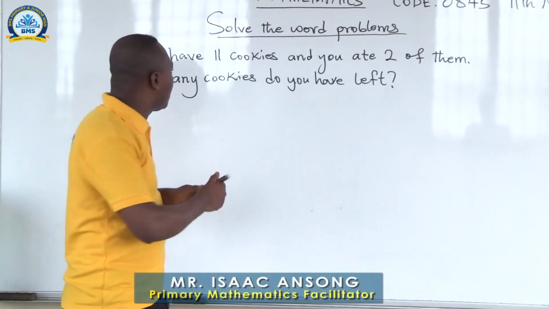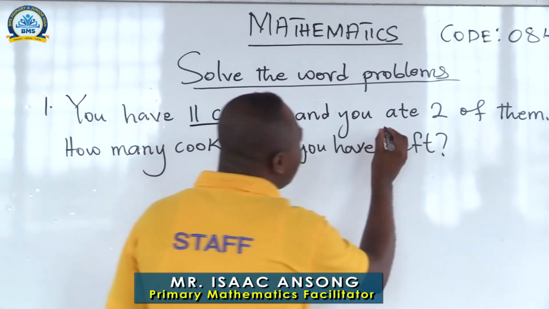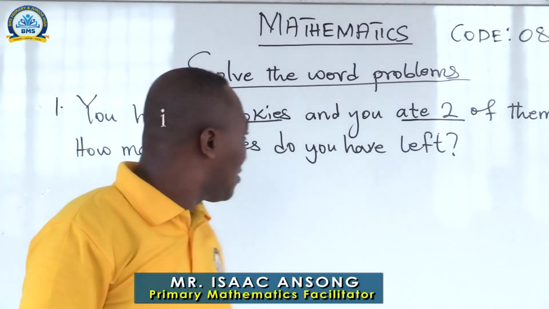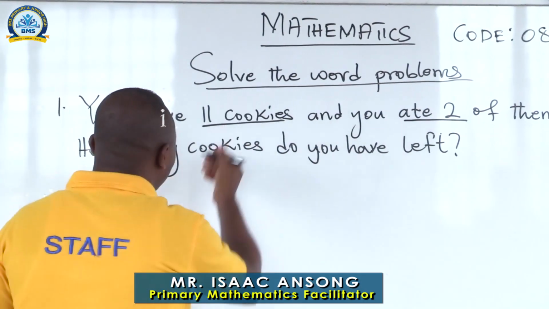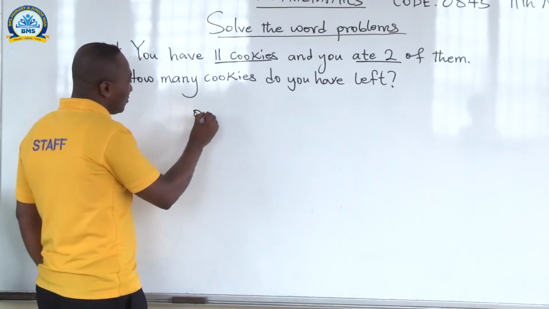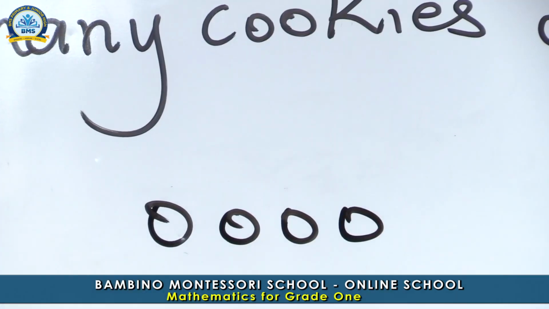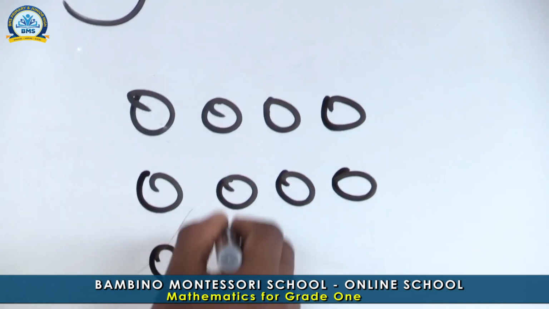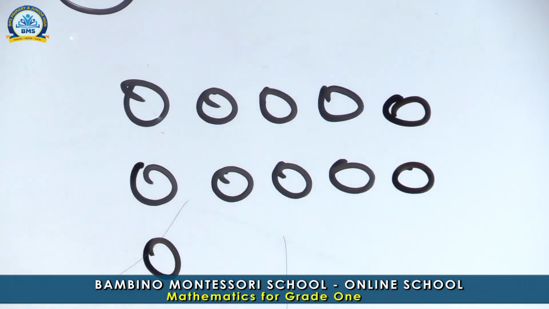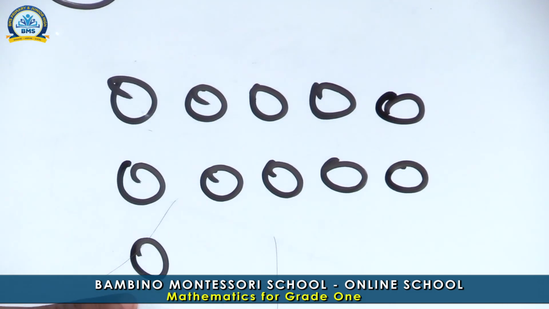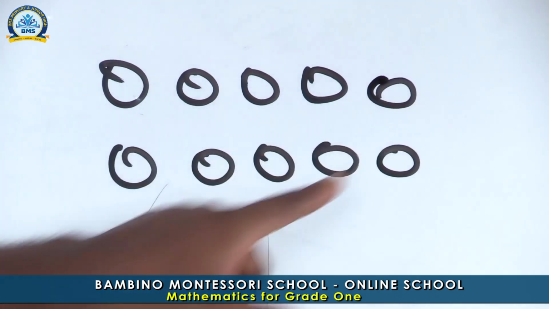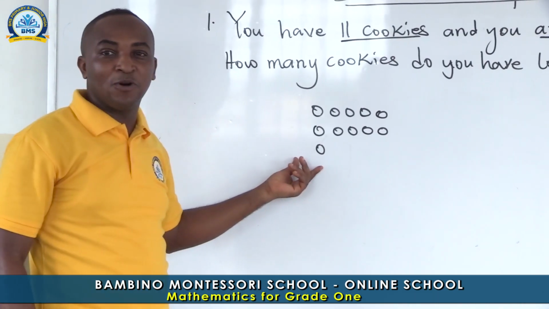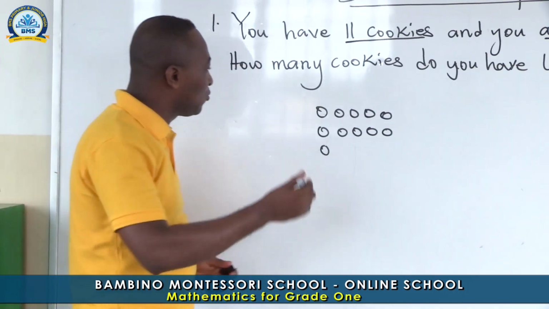We have 11 cookies and you have eaten 2 of them. So how many have you left? So you can draw some small circles to represent your 11 cookies. So these are the 11 cookies. 1, 2, 3, 4, 5, 6, 7, 8, 9, 10, 11. That's it. And you've eaten 2 of them. So let's take 2 cookies out.